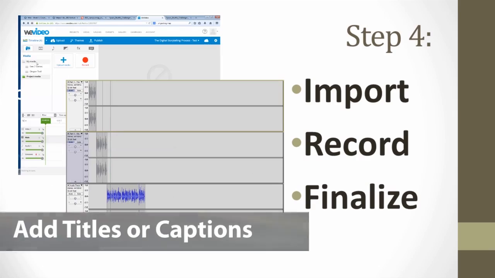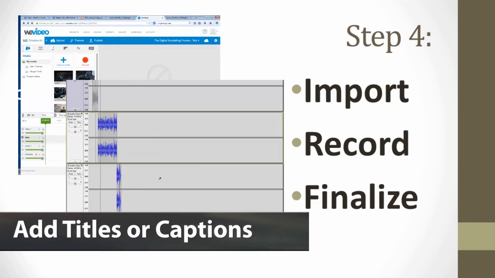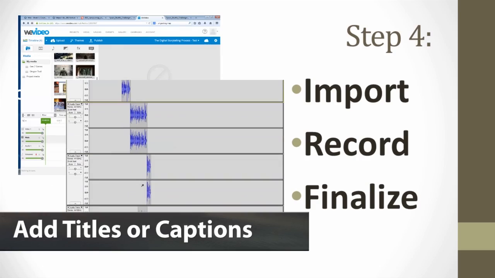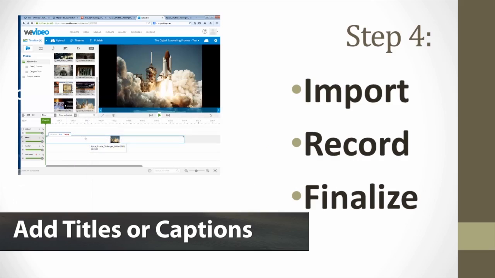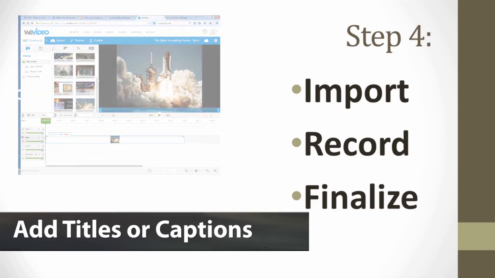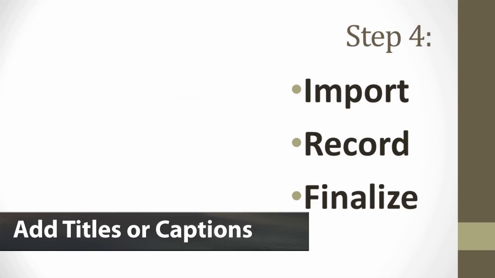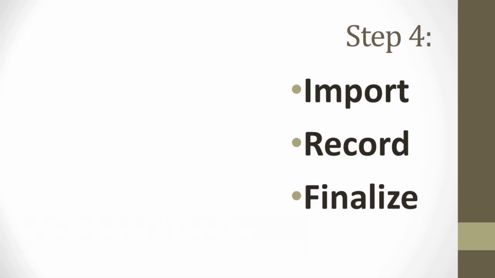Add titles or captions that will help support the theme of your story. If desired, import music or other audio such as sound effects. When you're satisfied with the result, save a copy of your completed digital story.